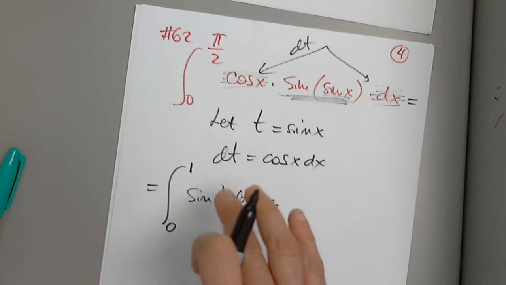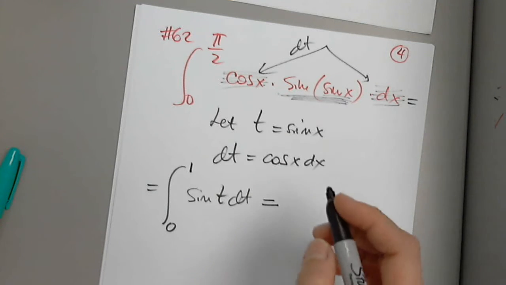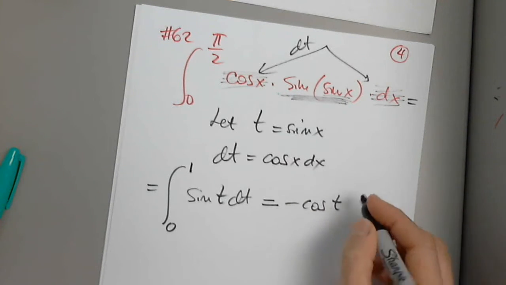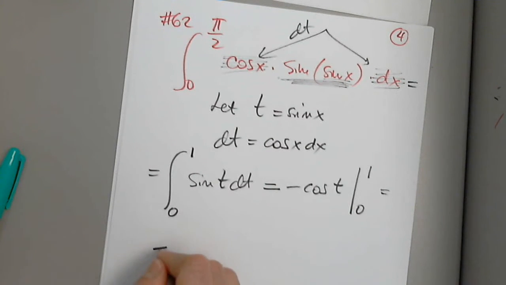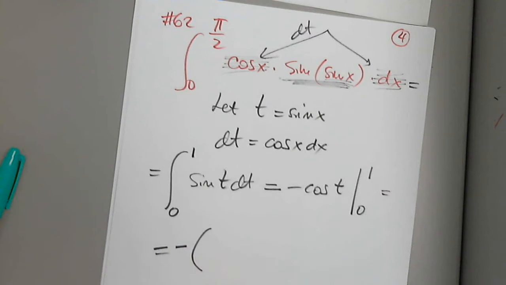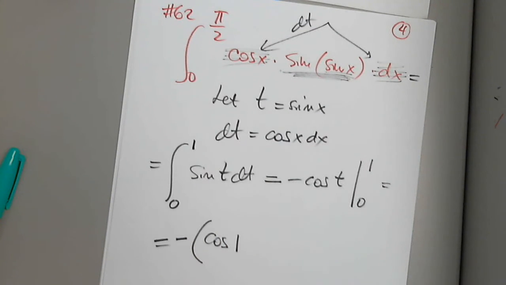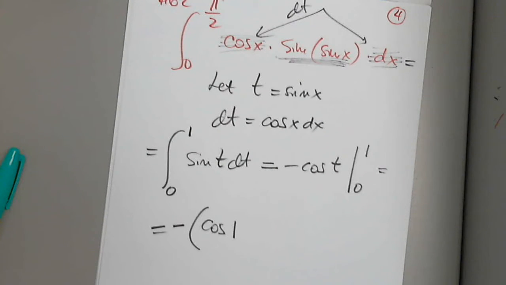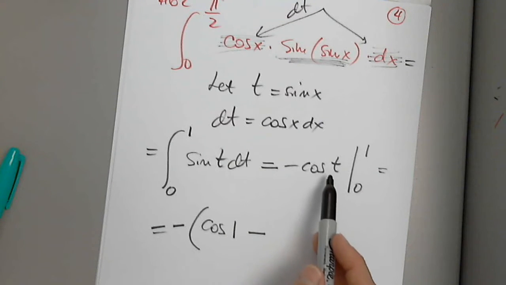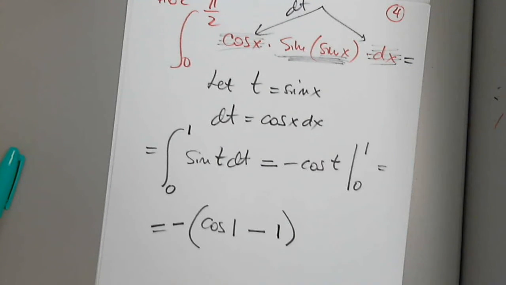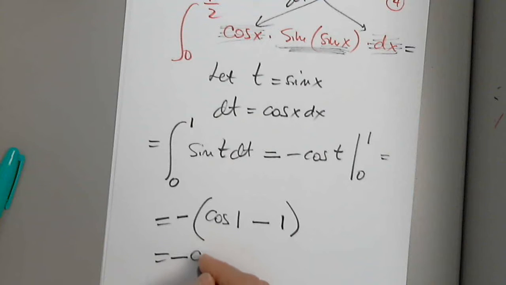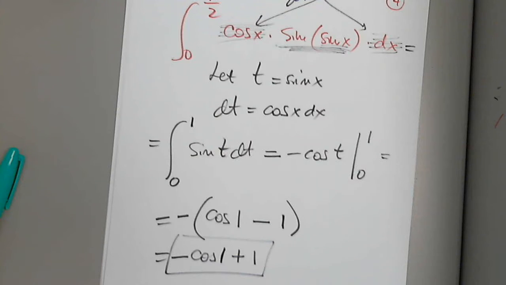Which function do I differentiate to get sine? Yes, negative cosine t from 0 to 1. Remember, these are radians. Leave the negative outside. In parentheses, cosine 1. I have no idea what that is. It's cosine 1 radian minus, when I plug in 0, I get 1. Very good. All I have to do is just distribute. So negative cosine 1 radian plus 1. And that's the final answer.